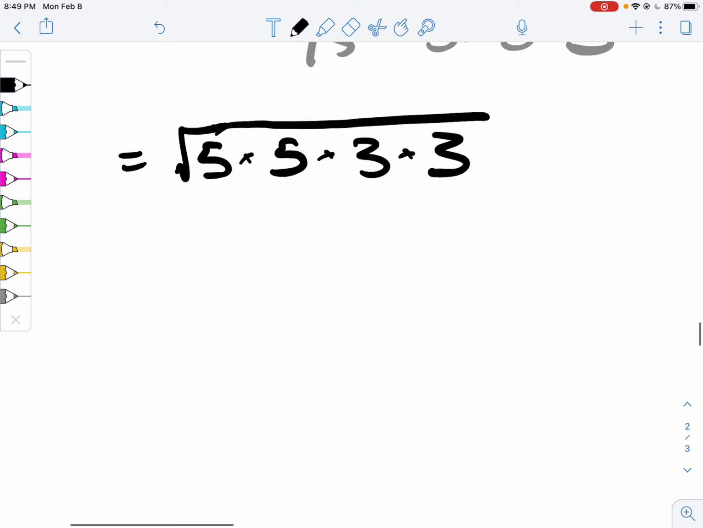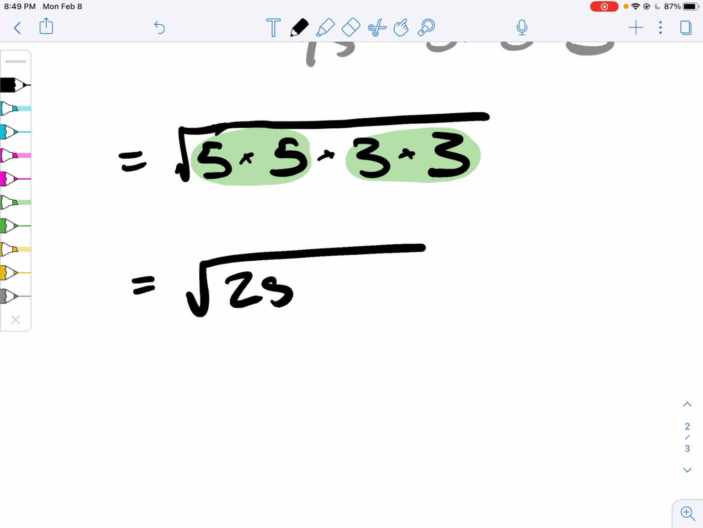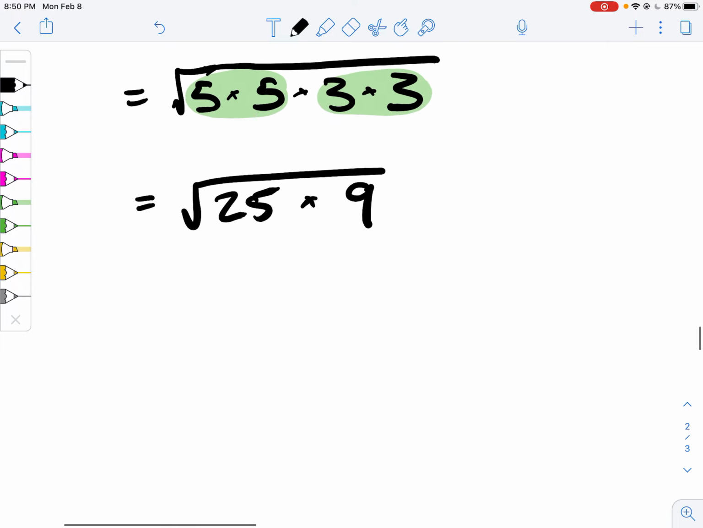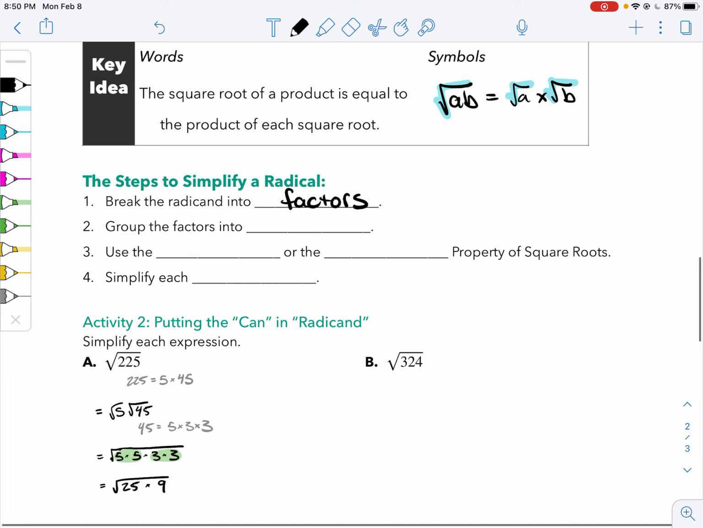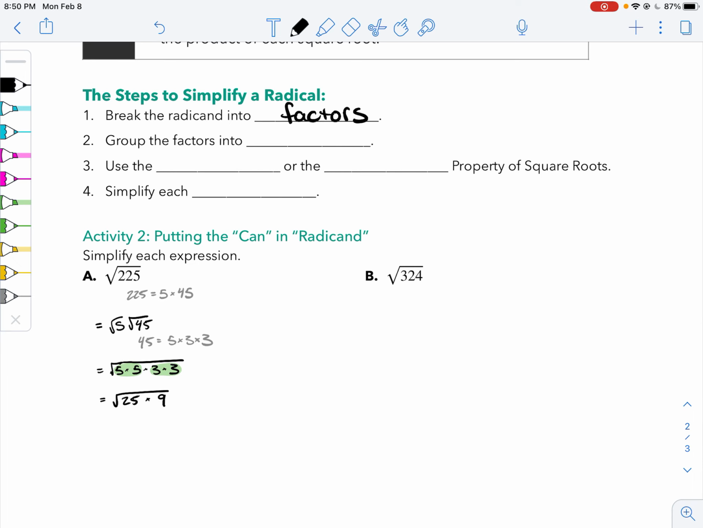And now, because we're dealing with squares, we want to group these guys together in pairs, because these pairs will make squares. So that's the same thing as the square root of 25 times the square root of 9. And now we can use our multiplication guide to put into practice. So we grouped our factors into pairs, because that's the same thing as squares.